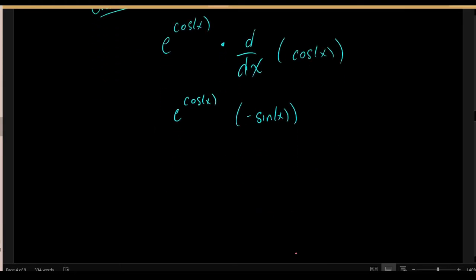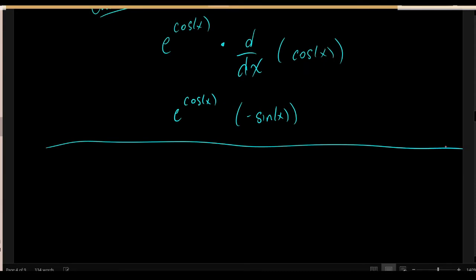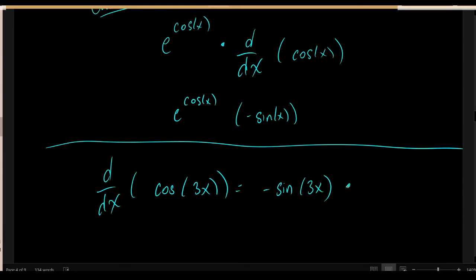For another example, one that actually is going to come up quite often in our work, suppose we wanted the derivative of cosine of 3x, say. I would take the derivative of the outer function, cosine, result negative sine, and multiply that by the derivative of the inner function, 3x. So this is equal to negative 3 sine 3x.